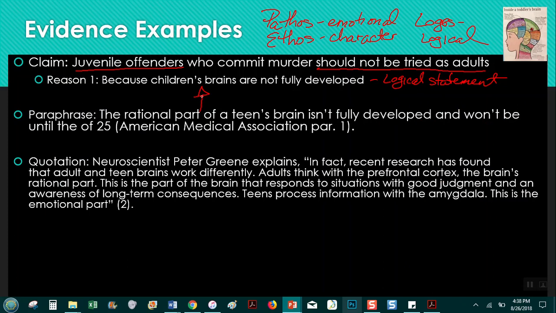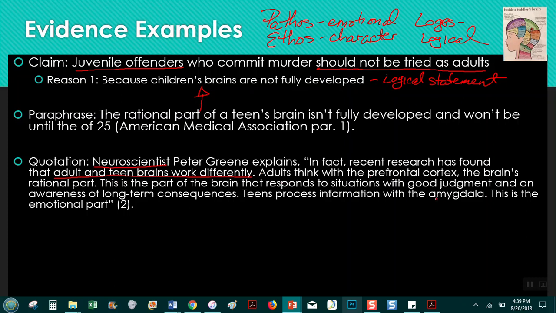Quotation. Neuroscientist Peter Green explains, quote, "In fact, recent research has found that adult and teen brains work differently. Adults think with the prefrontal cortex, the brain's rational part," etc., etc. So here I have an expert. He's a neuroscientist. He knows how brains work. Adult and teen brains work differently.